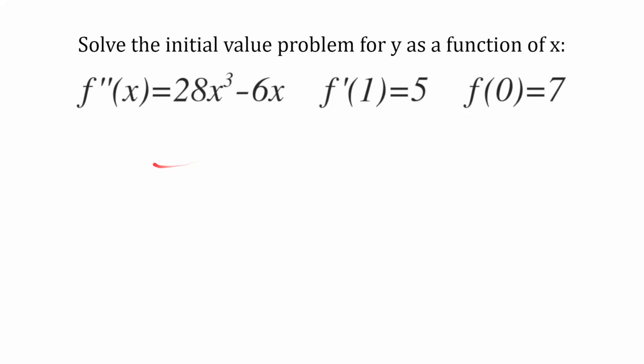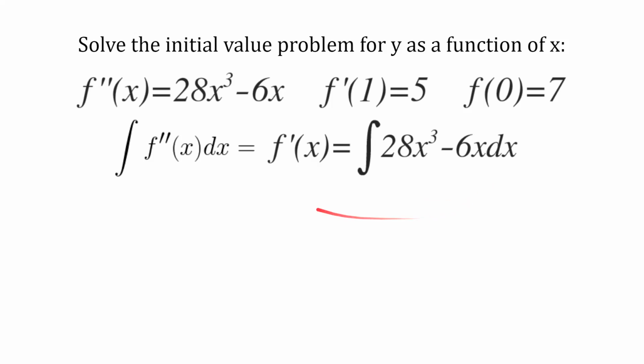So in order to get all the way to f of x, we need to start with f double prime, and we should take the antiderivative of f double prime in order to get f prime of x. And that will look like this.